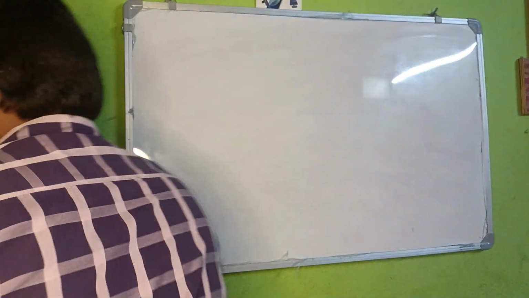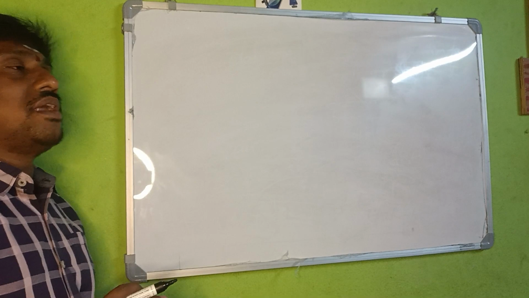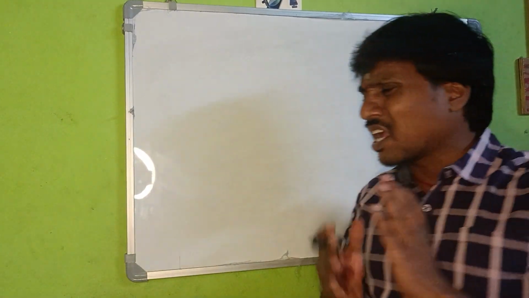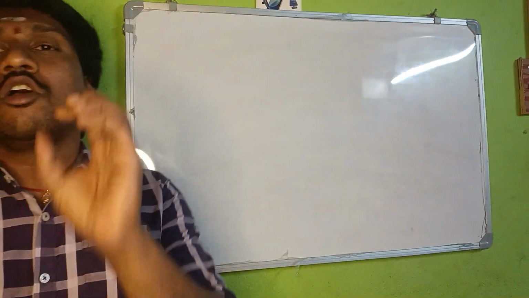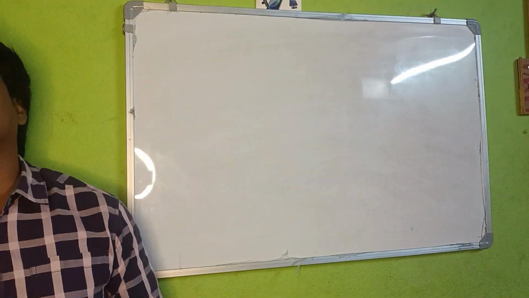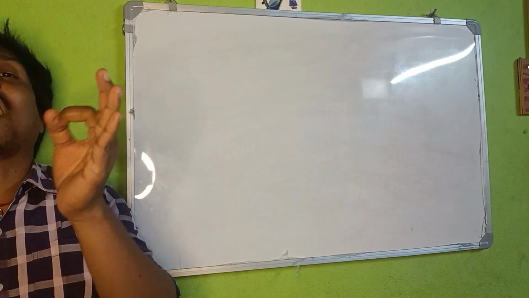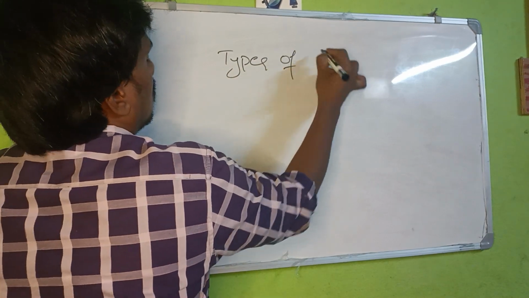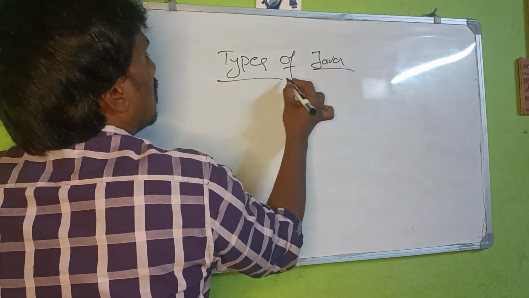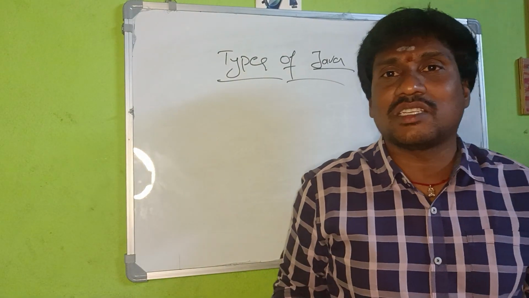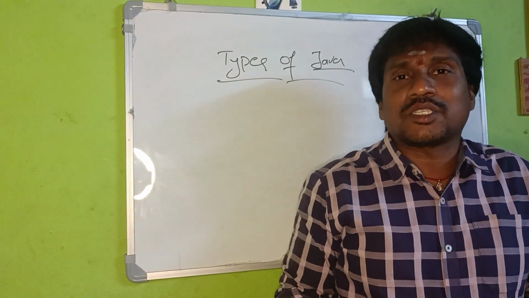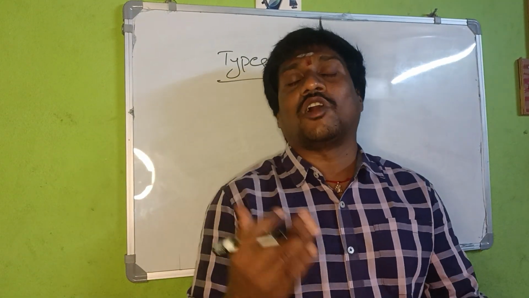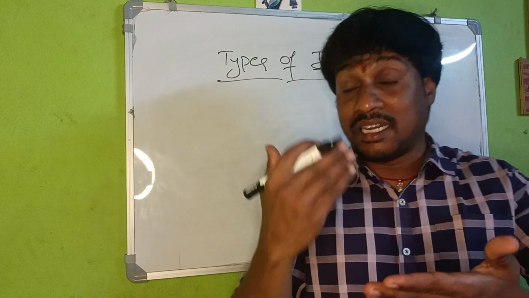Now see, we can discuss a few applications of Java. Before going to discuss a few applications of Java, we can discuss the types of Java. Is there any types in Java? Yes, we have types in Java, based on the limitations. It was divided like this.